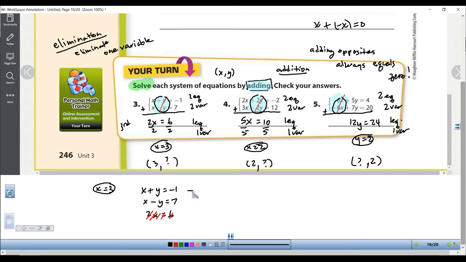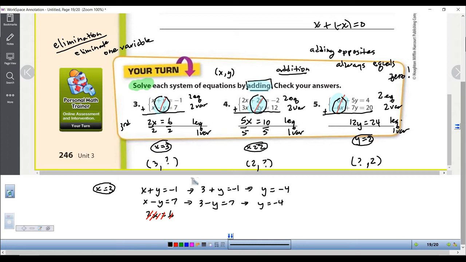X plus y equals negative 1. So x is 3. I'm going to go 3 plus y is negative 1. If I subtract 3 from both sides, I get y is negative 4. Right? What about this one? X minus y equals 7. So again, x is 3. 3 minus y equals 7. If I subtract 3, I get negative y equals 4. So for this one, I also get y equals negative 4.